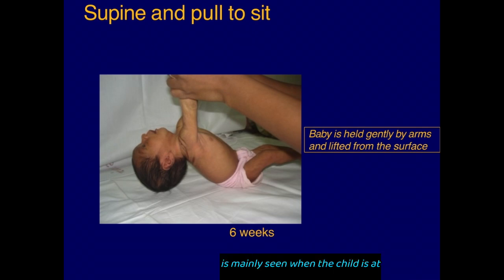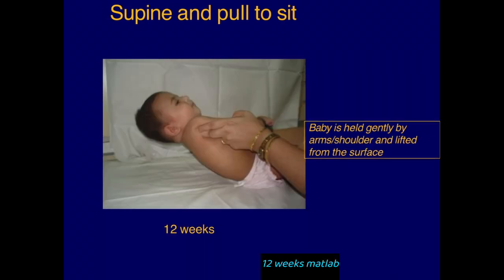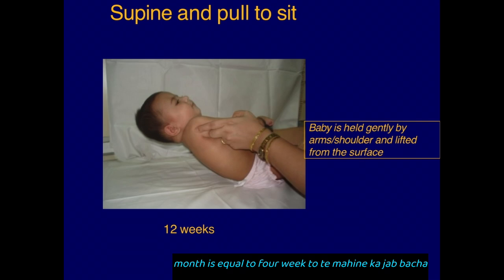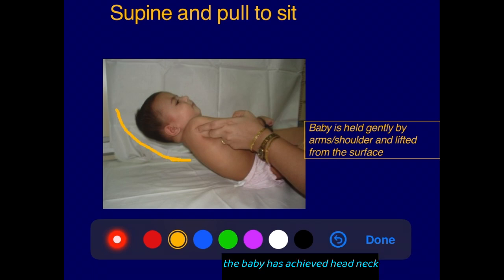It is mainly seen when the child is at 6 weeks, 1.5 months, up to 12 weeks, which is around 3 months, ठीक है? So 1 month is equal to 4 weeks. तो 3 महीने का जब बच्चा होगा, baby is held gently by the arms and shoulder and lifted from the center. So in this image you can see the baby has achieved head neck control, ठीक है? तो बच्चे ने इस वाले में नेक कंट्रोल अचीव कर लिया. Head lag is not there.